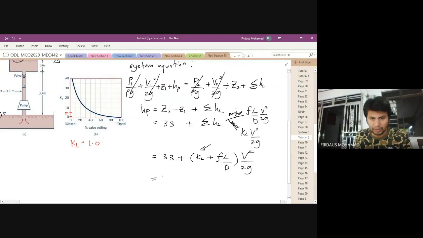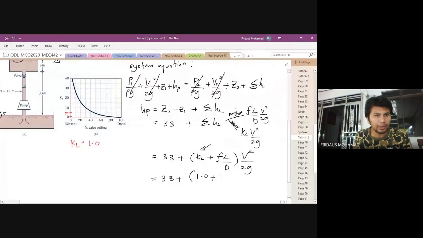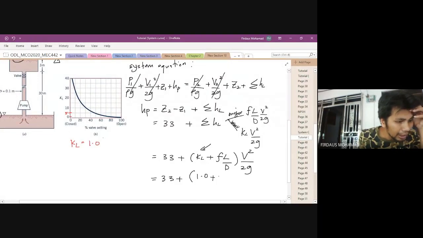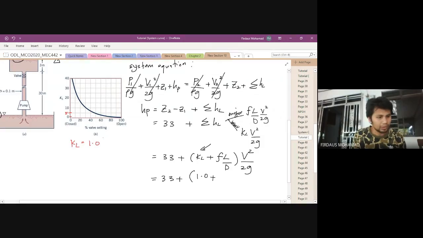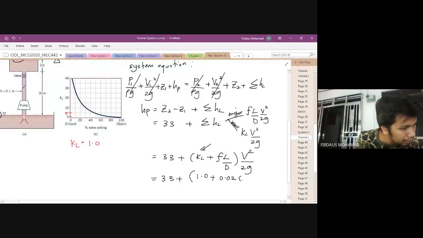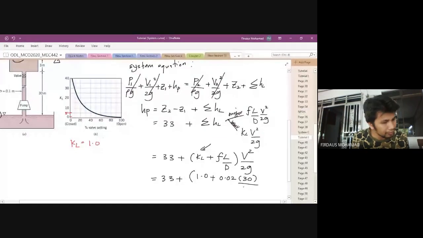So 33 plus 1, and f is 0.02, the length is 30 meter, and the diameter is 0.1.